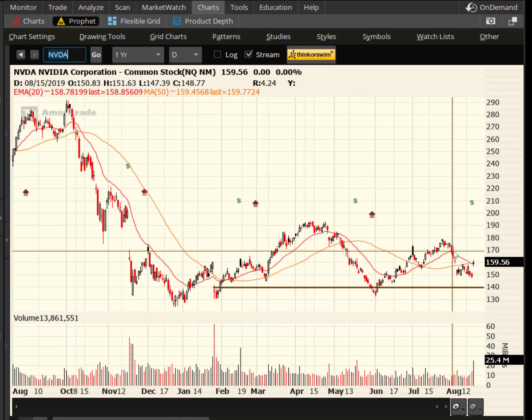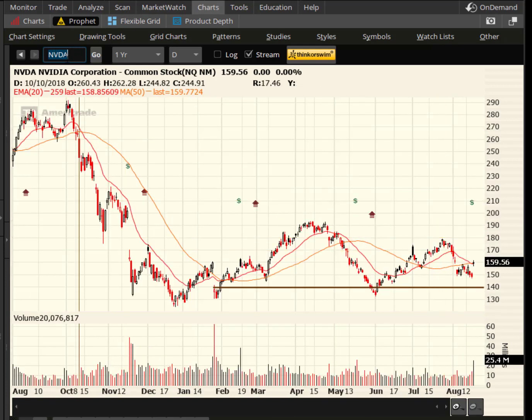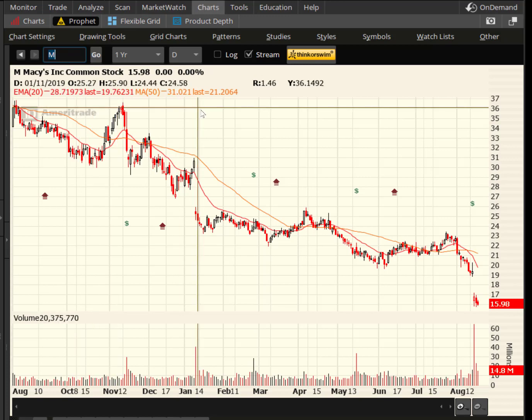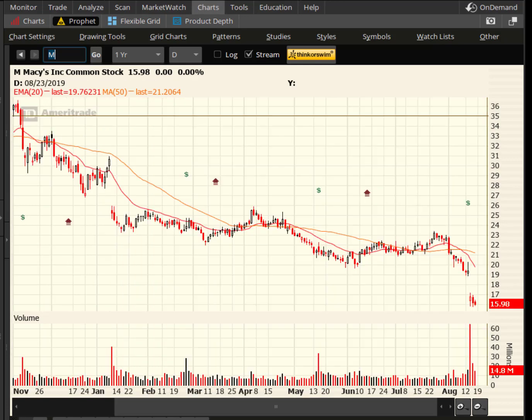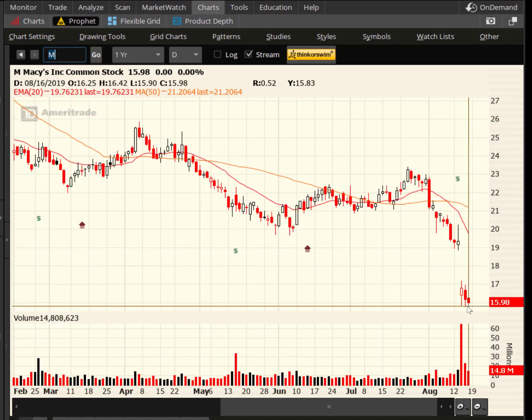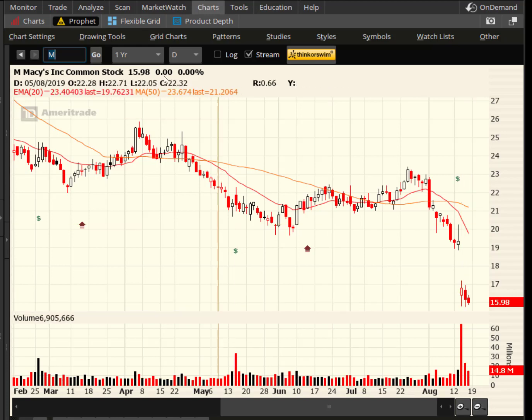How about retailers? Man, they are taking it. Let me just show you Macy's. They are taking it in the you know what. If I zoom in here, this stock was at 37 a year ago. Now we're at 16. If I keep zooming in, earnings gap down and we just keep pushing lower. This is bad, bad news.